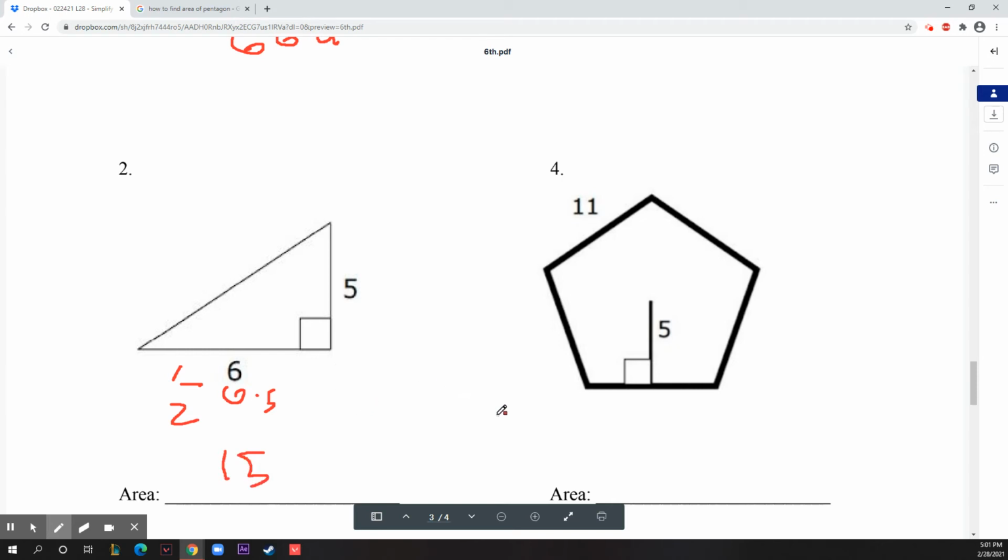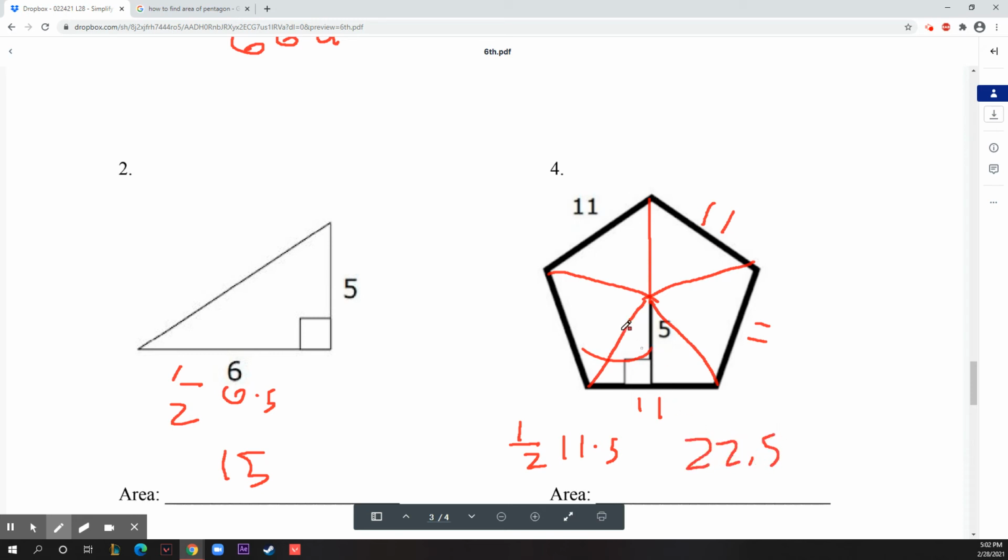And number 4. Number 4 is sort of confusing, but what you need to know is that everything is like this. If you split it up into 5 different triangles, all of these triangles are equal. And you take this 11, and all sides are 11. So you take this first triangle, and it's 1/2 base times height again, where it's 1/2 of 11 times 5, which is 1/2 of 55, which is 22.5.